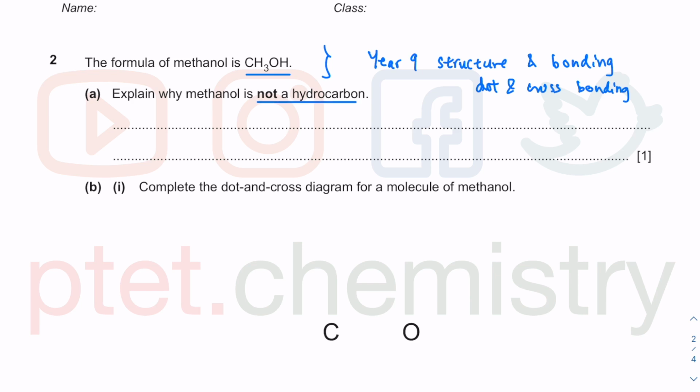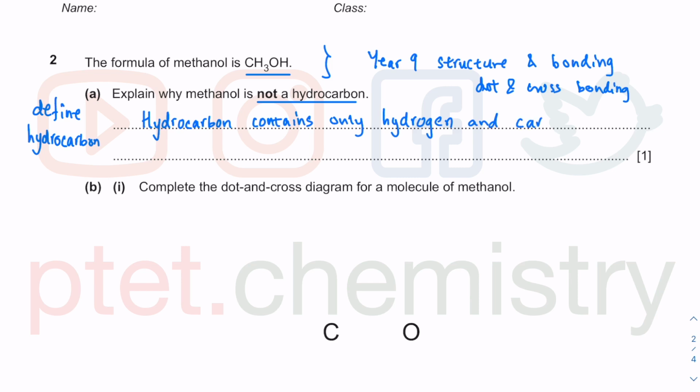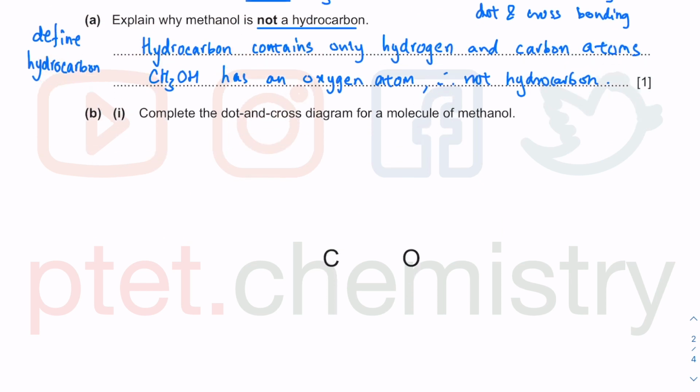Why is it not a hydrocarbon? We have to define what a hydrocarbon is based on the syllabus definition. A hydrocarbon contains only hydrogen and carbon atoms, so it doesn't contain any other atoms except hydrogen and carbon. CH3OH has an oxygen atom, so therefore it is not a hydrocarbon. If it doesn't follow the definition, it doesn't work that way.